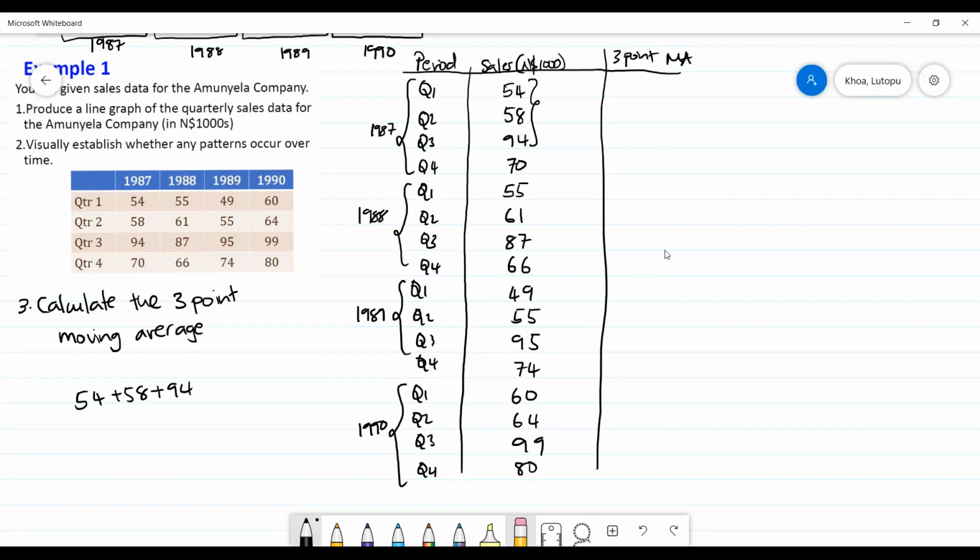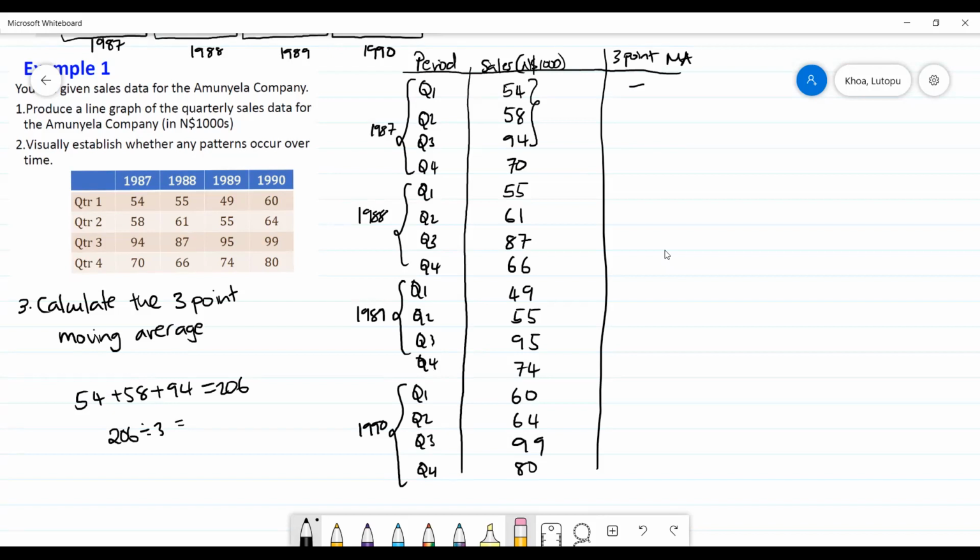This gives 206, and then you'll say 206 divided by 3. This is equal to 68.67. Now the 68.67, you write it at the second value. So this one is halfway between the 2 points above. So on top, you don't write anything.